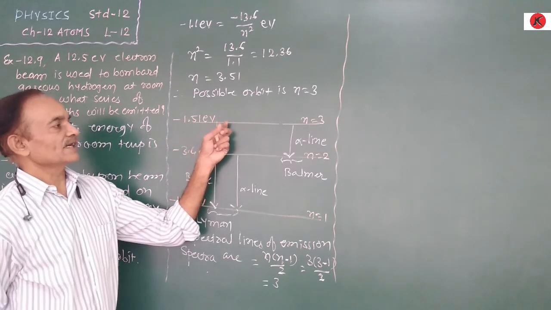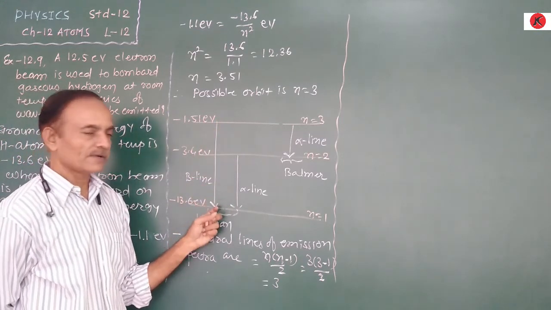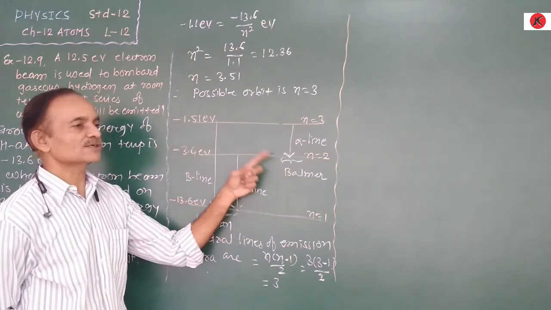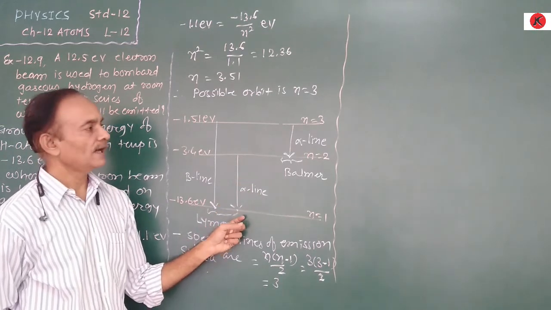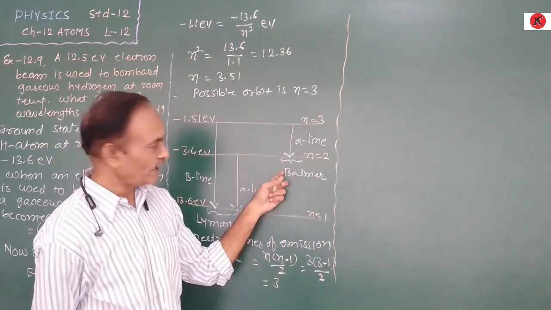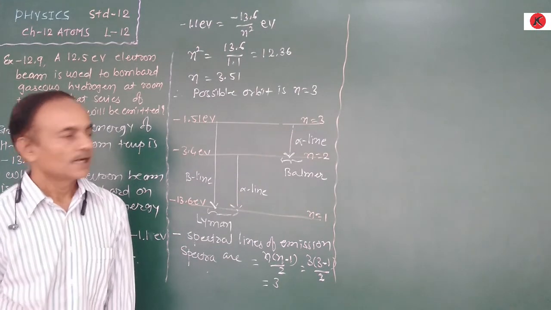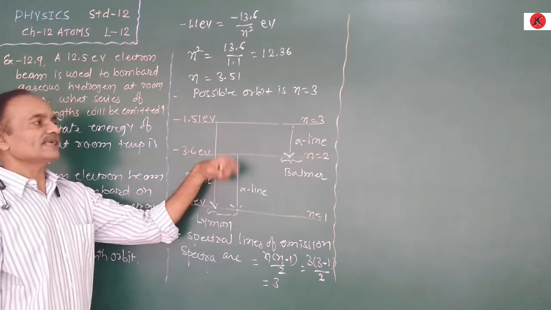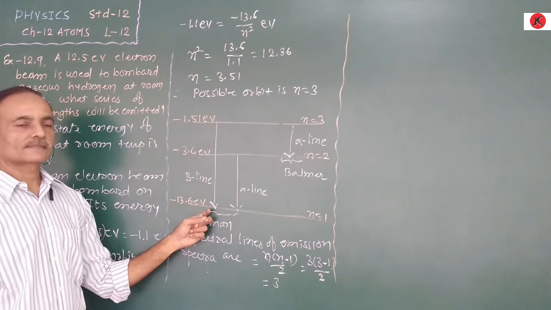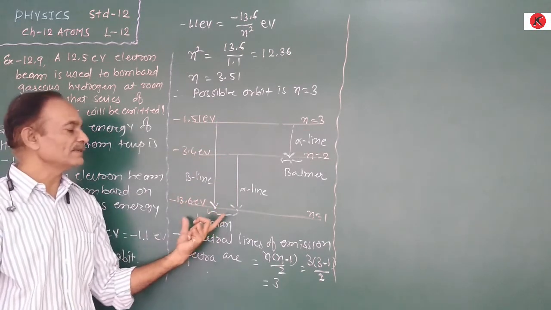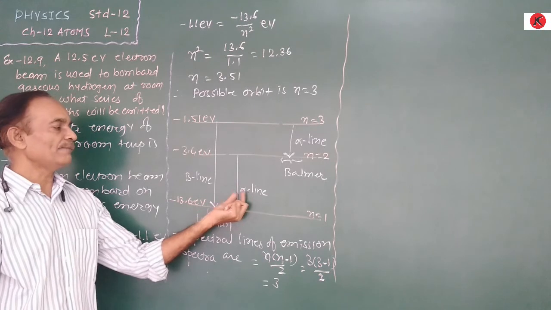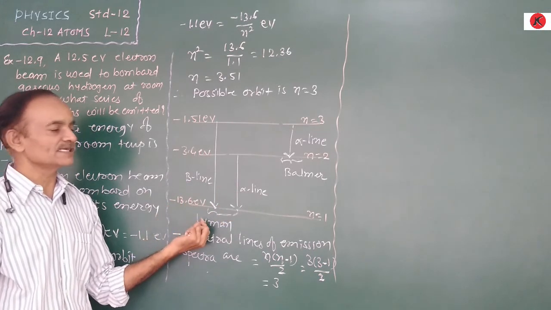Corresponding to the transition of electron from the third orbit to the first. The second line corresponds to 2 to 1, and the third line corresponds to 3 to n equal to 2. Now, when the electron makes the transition from 3 to 1 and 2 to 1, the Lyman series is obtained, and the alpha line and beta line of the Lyman series are obtained.